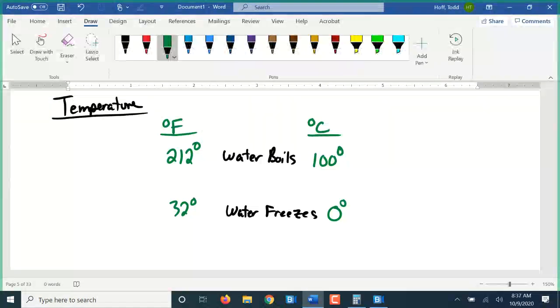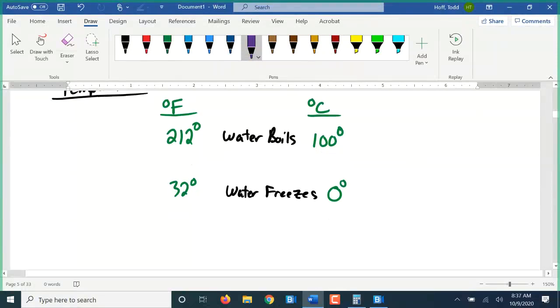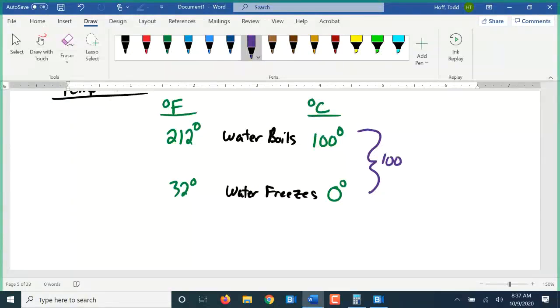So the metric system sometimes is referred to as the centigrade system. Centi meaning 100, grade meaning divisions. There's 100 divisions or 100 degrees between freezing and boiling there. So you'll notice, let's go off of that. There's 100 degrees here between freezing and boiling for the Celsius system. If we subtract here, there's actually 180 degrees between freezing and boiling in the Fahrenheit system, standard system. So a degree Fahrenheit is smaller than a degree Celsius. It takes more of them to get from freezing to boiling.